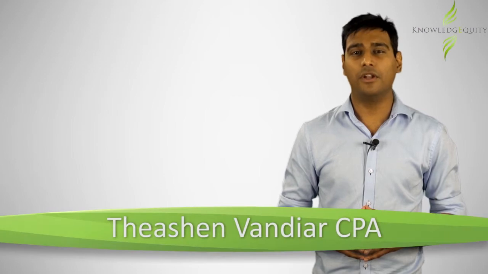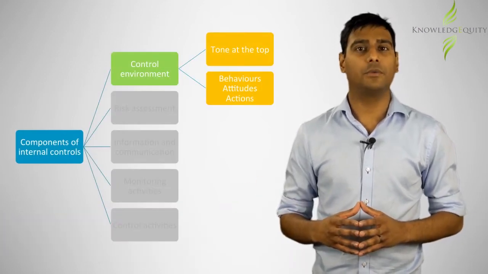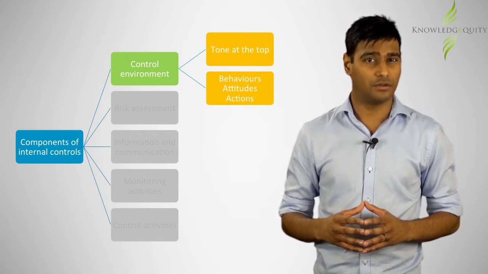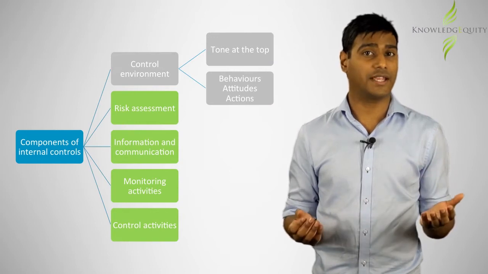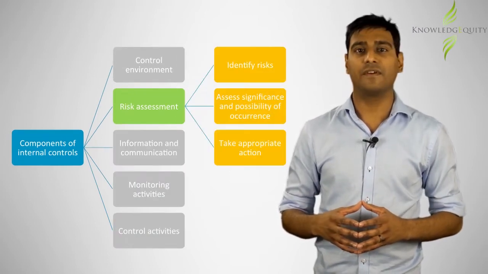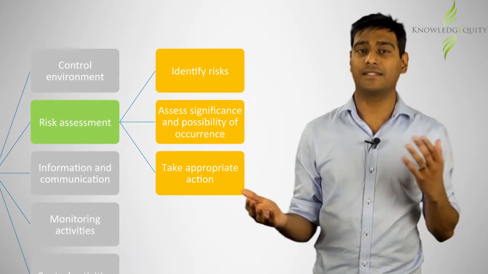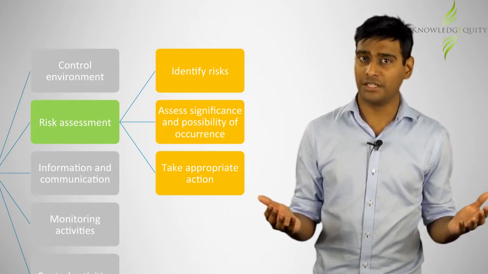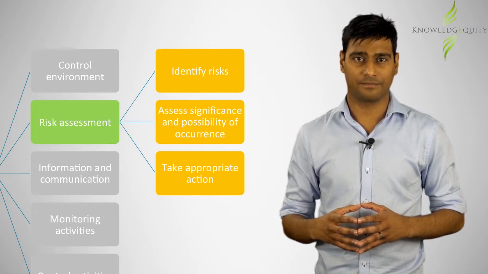In part 1, we looked at the first component, which is control environment. In this clip, we will look at the remaining 4 components, which include risk assessment, information and communication, monitoring activities, and control activities. Risk assessment refers to mechanisms the entity has in place to identify risks, assess their significance and the probability of those risks occurring, and taking appropriate action.